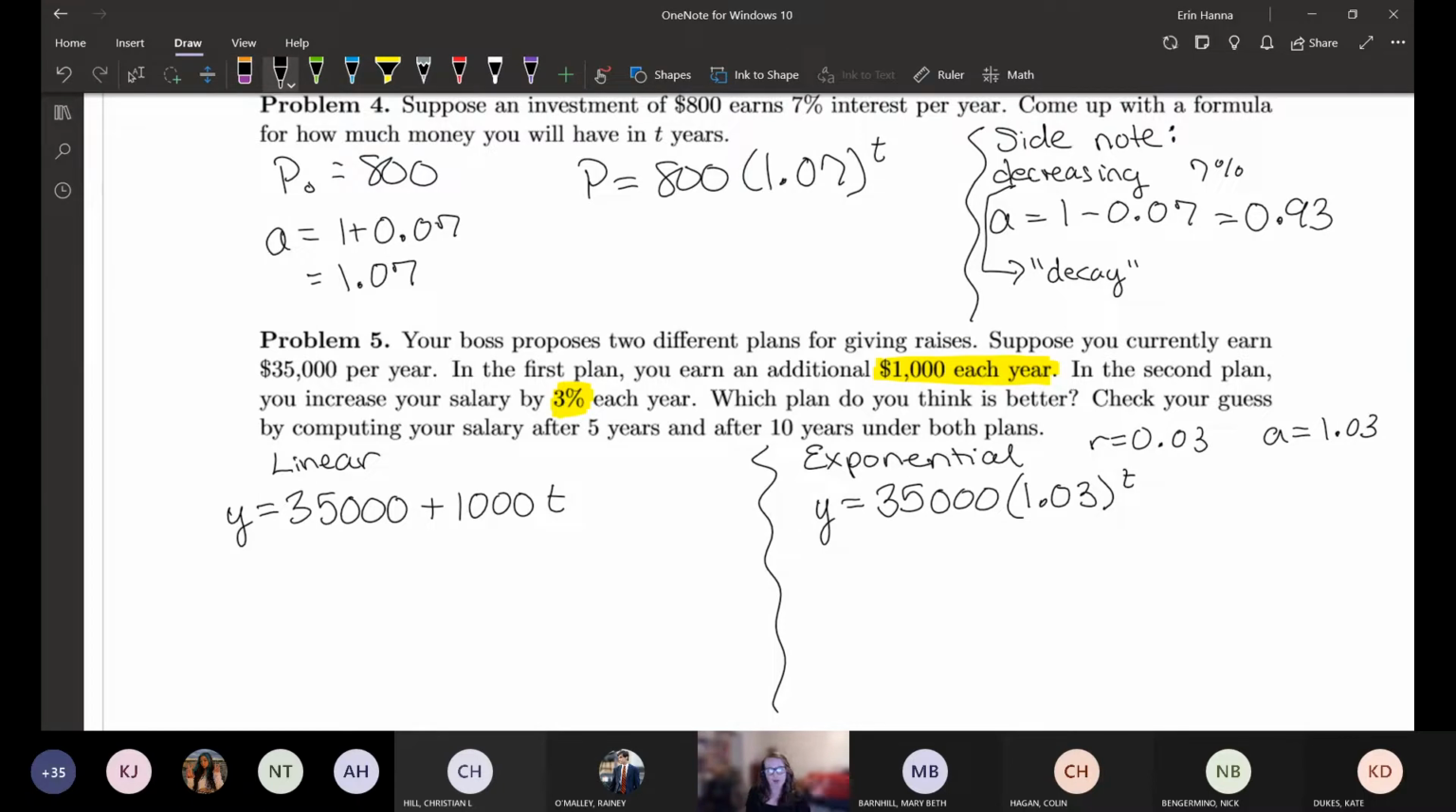So now we've got our 2 equations. Now we can find the salary after 5 and 10 years and compare them both. Of course with these we're just going to plug in 5 and 10 respectively. I'm probably just going to write out the 5 one and save myself some time and not write out the full 10. So if we plug in 5 to the linear, we're going to get 40,000.